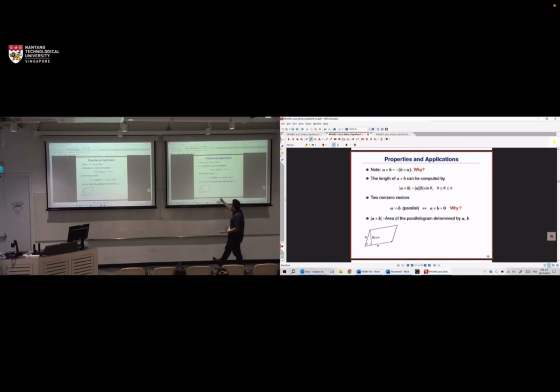And then, yeah, because they are parallel, right? So this is one way to detect. If they are parallel, you cross them, it's always the zero vector. I leave it to you to think through why that is so.